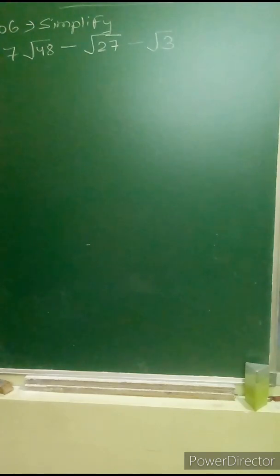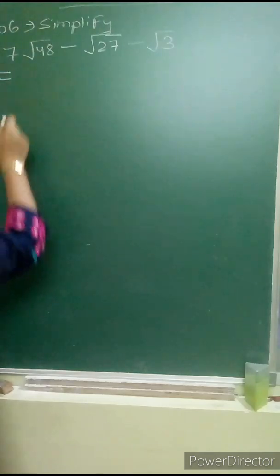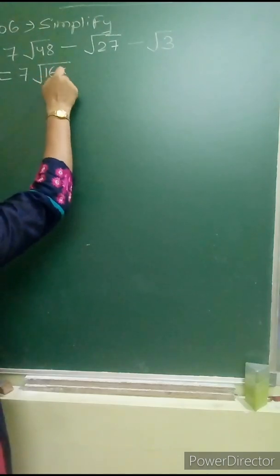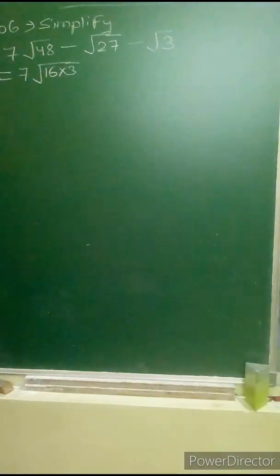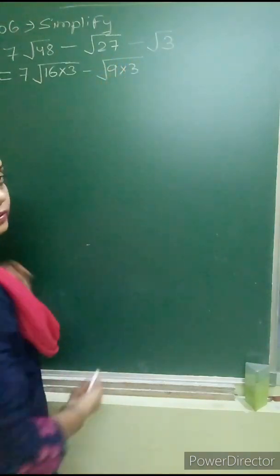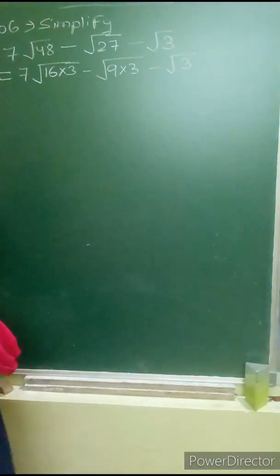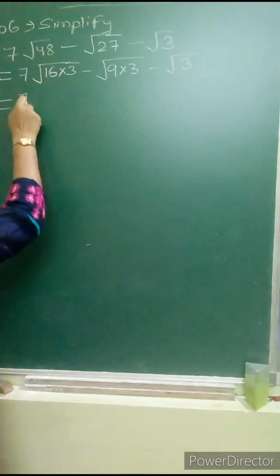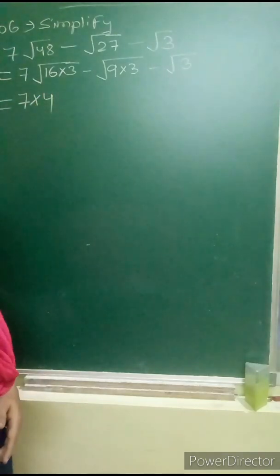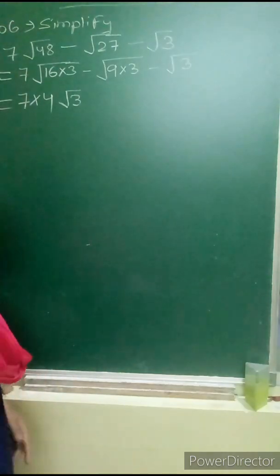So first let us try to simplify these two given surds. See here, 48 can be written as 16 threes are 48. So 16 into 3 minus 27 can be written as 9 multiplied by 3, minus square root of 3. Now the square root of 7 remains here and the square root of 16, which is 4, comes out. 7 multiplied by 4 we get, and this 3 continues to remain inside the radical sign.